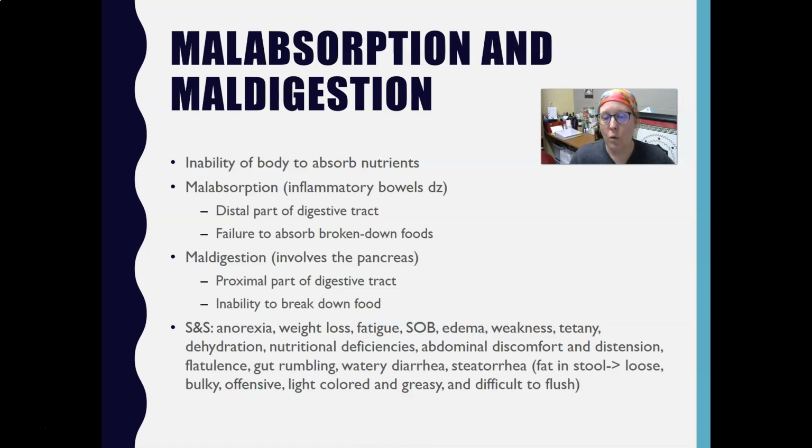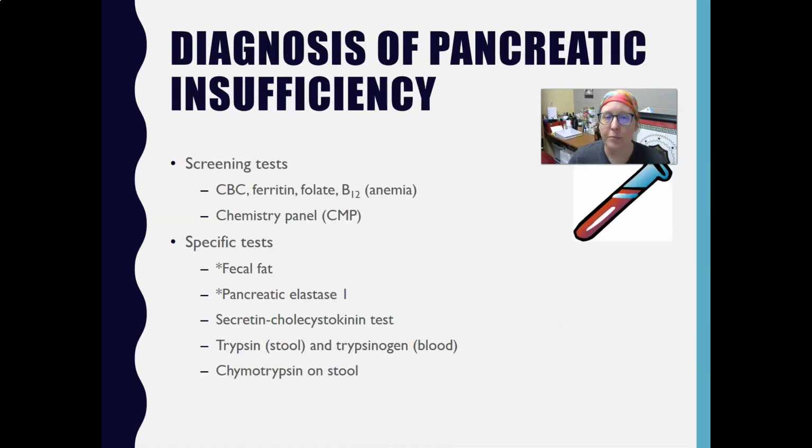Gut rumbling, watery diarrhea. Steatorrhea, which is fat in stool, is because you're not breaking it down, so the fat is in the stool, which gets really loose, bulky, offensive, really stinky, light-colored and greasy, and difficult to flush. So there you go, that's steatorrhea. All of those are signs of malabsorption and maldigestion.